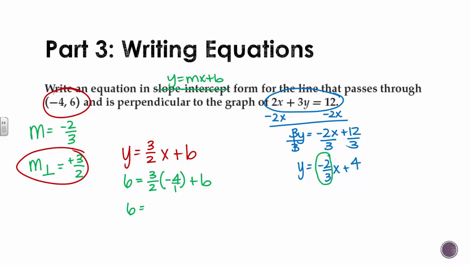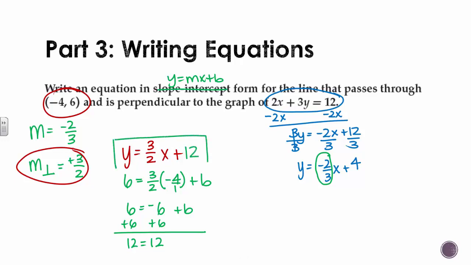So remember, you can multiply across, so you get -12 over 2. -12 over 2 is really just -6. And then if I add 6 to both sides, I end up with 12 for b. So this equation right here is perpendicular to this equation right here. And remember, you can plug it into Desmos and it will tell you if it's perpendicular or not.